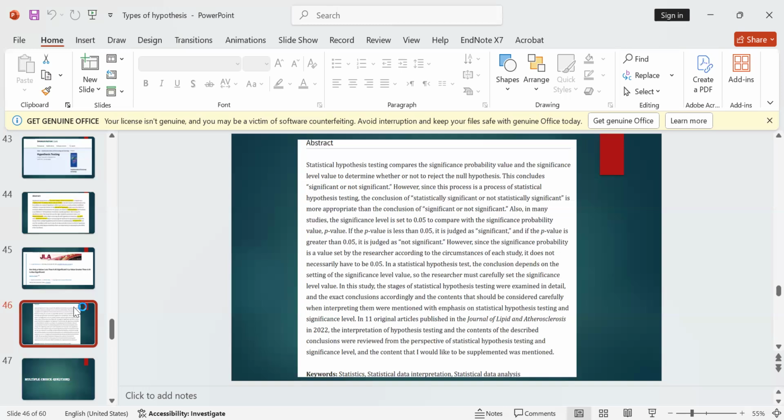However, since the significance level is a value set by the researcher according to the circumstances of each study, it does not necessarily have to be 0.05. In a statistical hypothesis test, the conclusion depends on the setting of the significance level value, so researchers must carefully set the significance level value. The stages of statistical hypothesis testing were examined in detail, along with the exact conclusions, and the contents that should be considered carefully when interpreting them were mentioned.